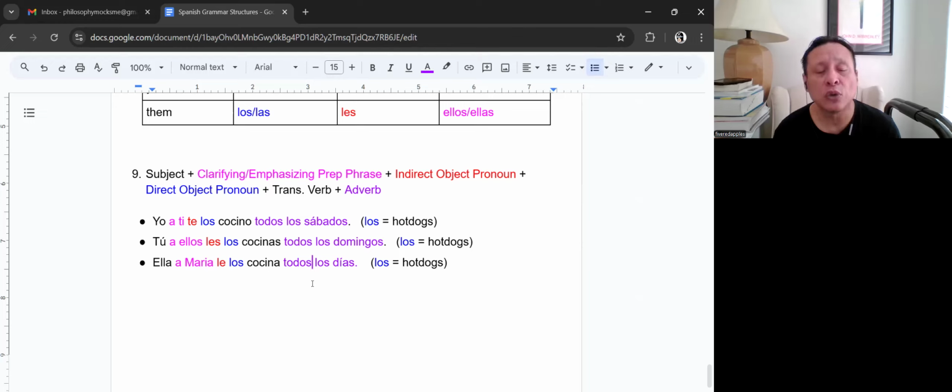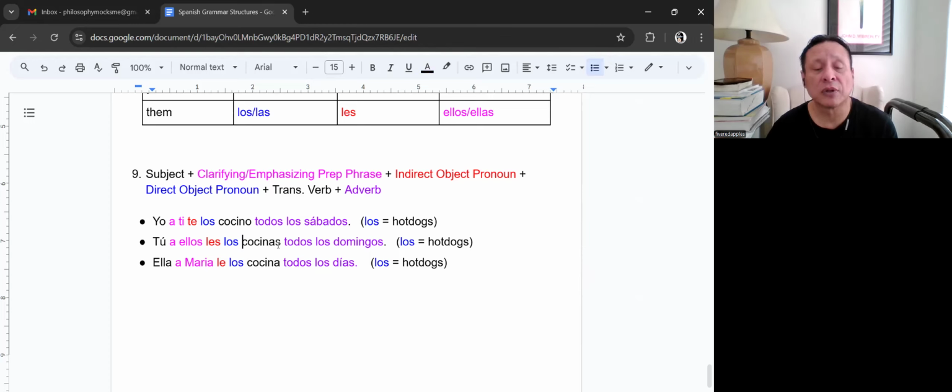Next pattern. Tú, you, a ellos, clarifying the indirect object les. So les refers to them. You cook them hot dogs. Los is the hot dogs. Los, you cook them, referring to hot dogs, but we wouldn't talk that way. We would just say hot dogs. Cocinas todos los domingos. So you, clarifying prepositional phrase for them, indirect object, them. Los referring to hot dogs, understood already. And then cocinas todos los días.